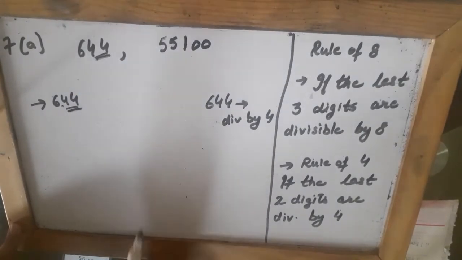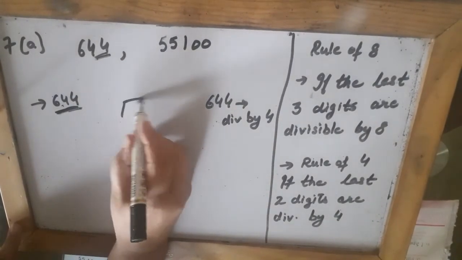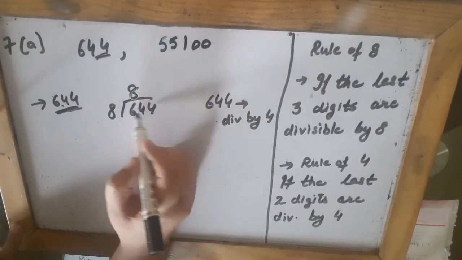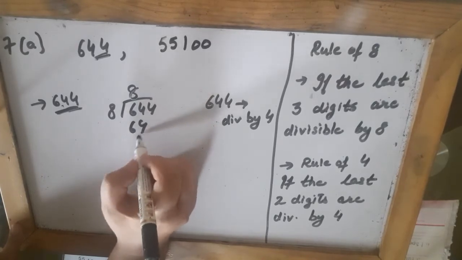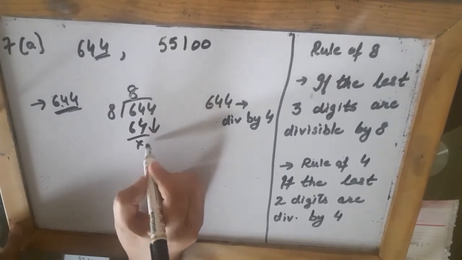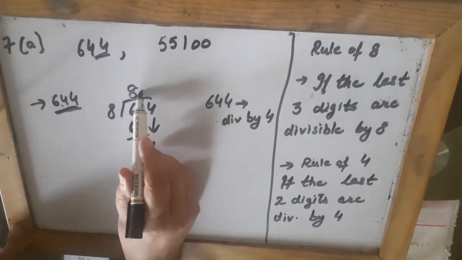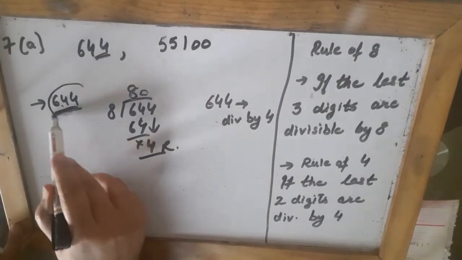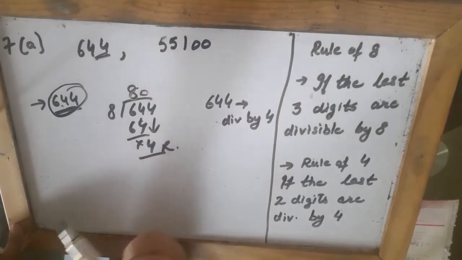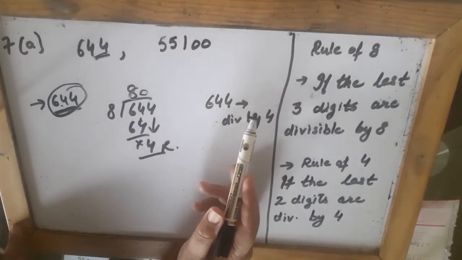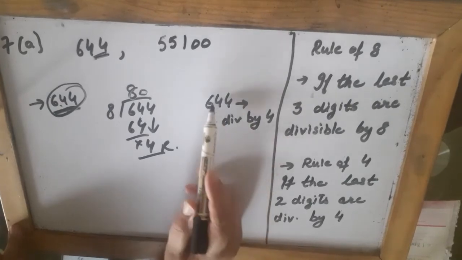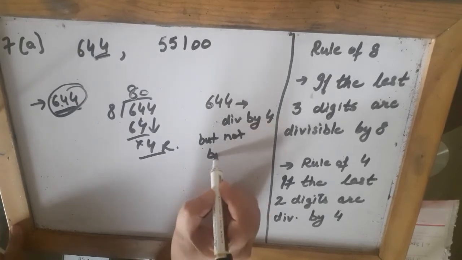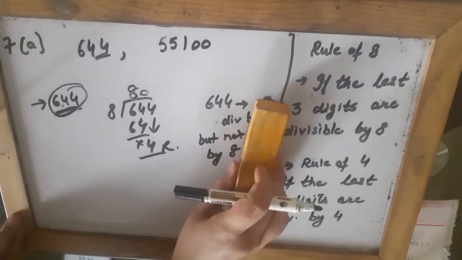Now I have to check with 8. The rule of 8 says to take the last 3 digits. This is a 3-digit number only, so I have to check this. 8 eights are 64, right? Then you take down 4, which is not divisible by 8, so you get the remainder 4. So this number is not divisible by 8. The question was which of these numbers are divisible by 4 but not by 8. So this number is divisible by 4 but not by 8. Okay, now let me take one more example.